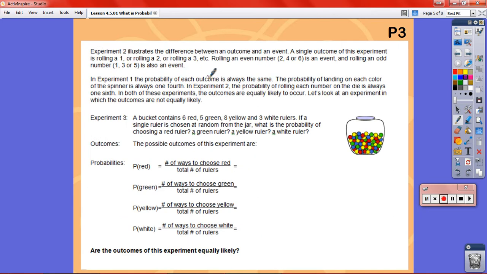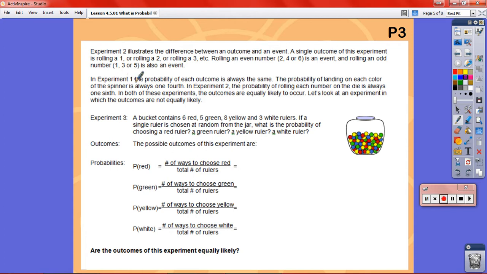So this really illustrates the difference between an outcome and an event, because a single outcome is rolling a 1 or 2 or one of the other numbers, but rolling an even number is an event, and so is rolling an odd number, because it includes more than one outcome. So, of course, each outcome by itself is an event also. Can't forget that.